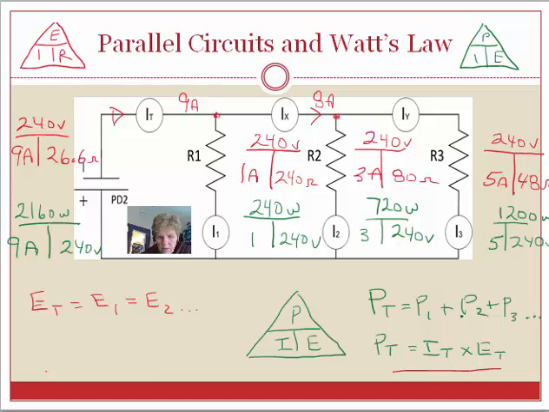P total equals P1 plus P2 plus P3. I can double check. 1200 plus 720 plus 240 actually does equal 2160, and I know I've done all of my math correctly.